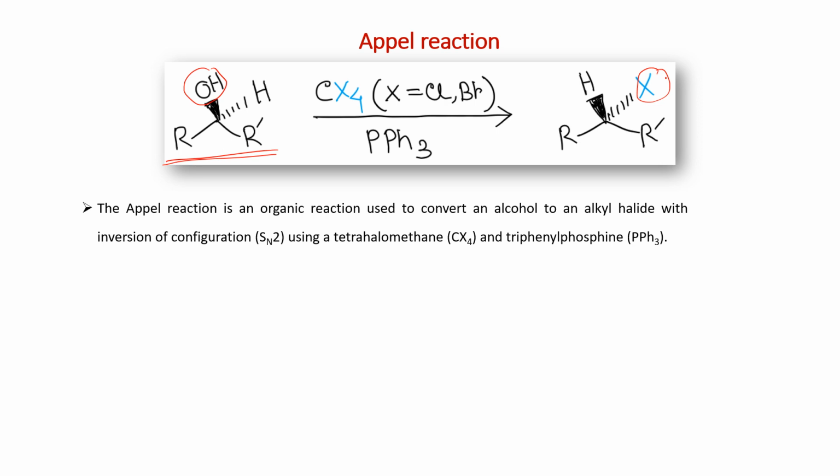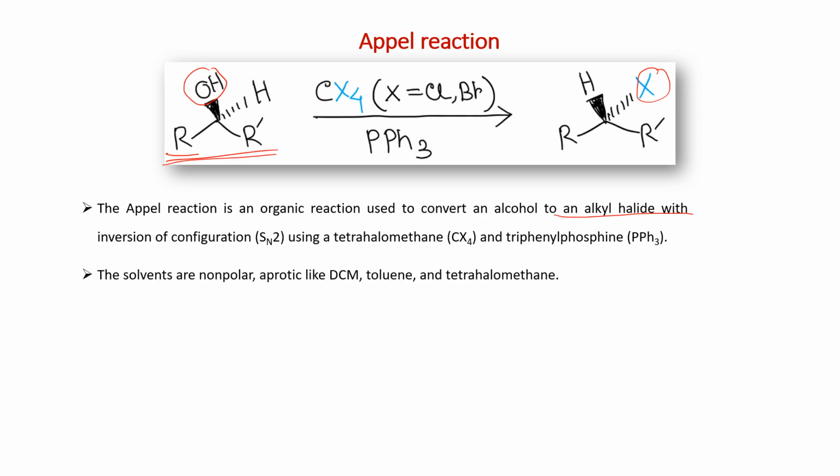Now it is not just a simple substitution, there is also inversion. Now inversion, that question arises only when you have two different R groups attached to this carbon, then only this question of inversion arises. But the mechanism is SN2. Now this reaction is used to convert alcohol to an alkyl halide when inversion is required, if it is a secondary alcohol, and here we are using CX4 and PPh3, triphenylphosphine.